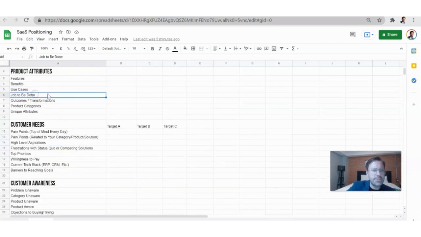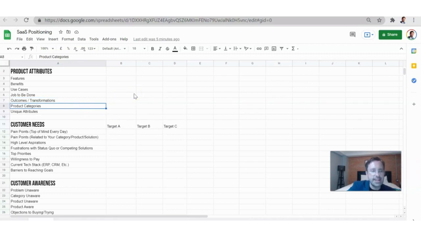You can put that in jobs to be done, the things that they want accomplished. So they're hiring your product to achieve something, to do a job, like they would hire an employee, and you've got to think through, okay, what is that job that your product's doing? Think about outcomes and transformation. So often what you're really doing with SaaS marketing is you're selling a transformation. You're selling an outcome rather than necessarily selling a specific feature, in a lot of cases.